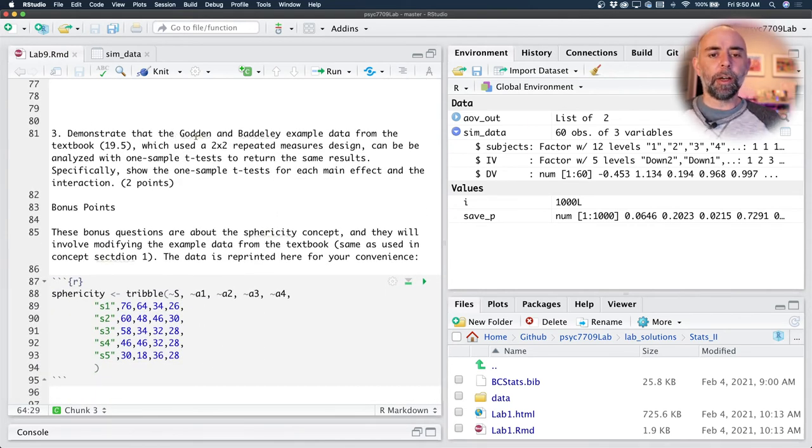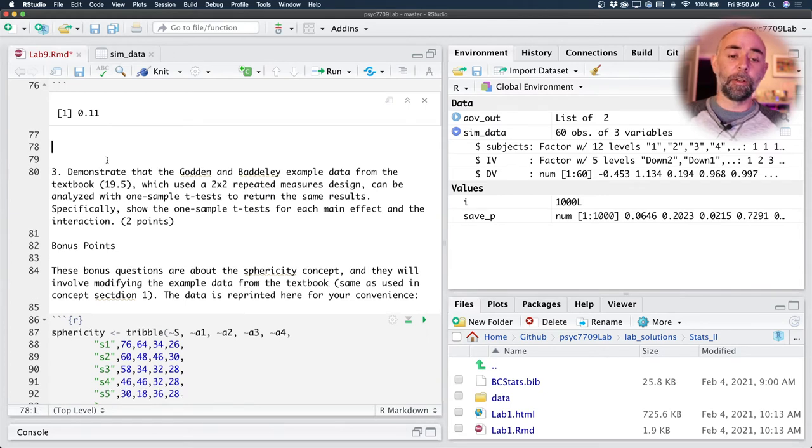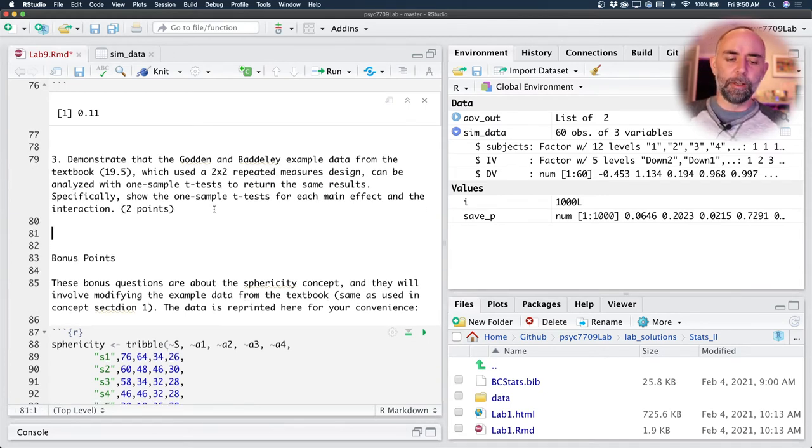Demonstrate that the Godden and Baddeley example data from the textbook, which used a 2x2 repeated measures design, can be analyzed with one sample t-tests to return the same results. Specifically, show the one sample t-tests for each main effect and the interaction. Well, I'll say this is a little tricky, but the idea here is to recognize that when you have repeated measures with only two levels, what the ANOVA is essentially doing is equivalent to a one sample t-test or a paired sample t-test, depending on how you configure the data. So last semester, we looked at how the one sample t-test is the same as the paired sample t-test. And we're just going to generalize that here a little bit.